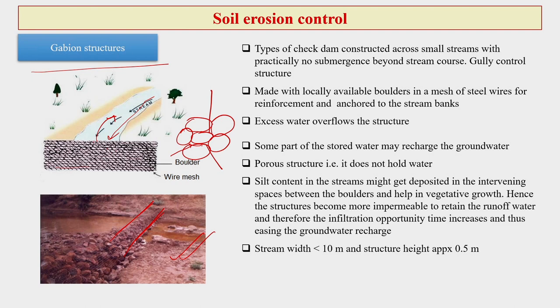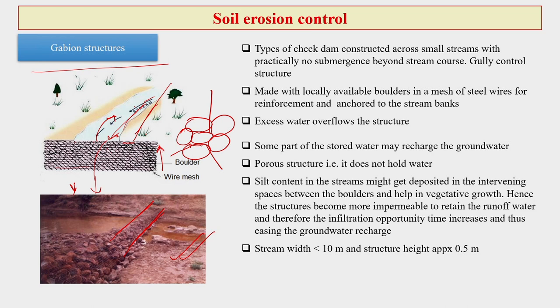So, for the types of check dams constructed across small streams with practically no subsurface flow beyond the stream course, it's a kind of gully structure where a gabion works very nicely. It's made normally, as I said, with locally available material. Excess water overflows over the structure. Suppose this is the structure and it can store some water, but if the inflow from the top, from the mountain or hill, is very high, the extra water will overflow and come on that side. So this gabion structure also reduces the chances of flooding in the downstream area. Some part of the stored water on the other side of the gabion can also help in reaching the groundwater. As I said, this is a porous structure.